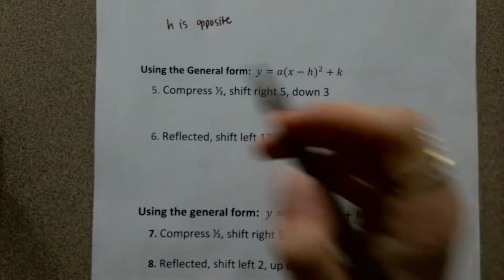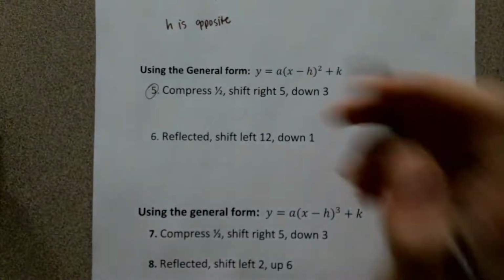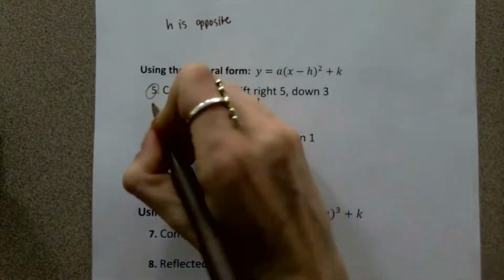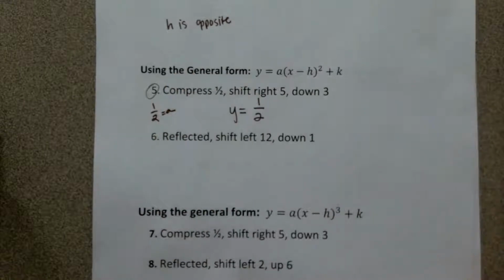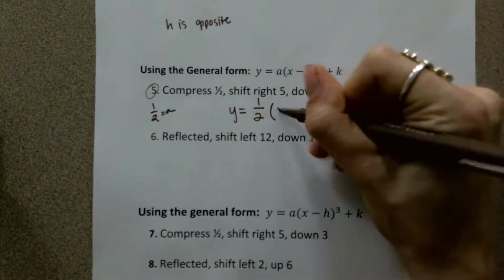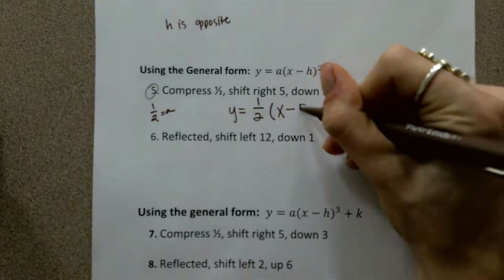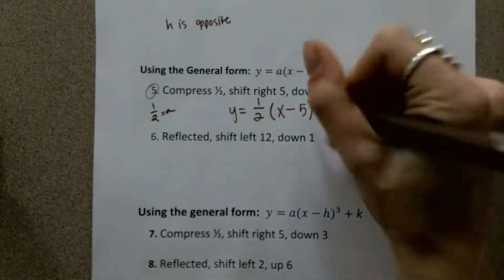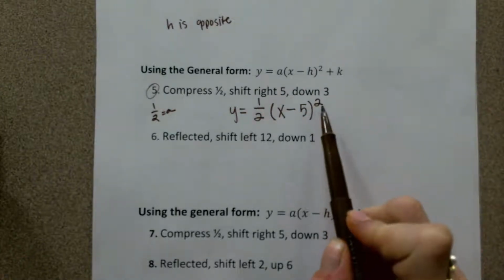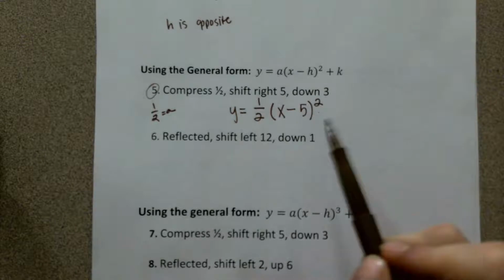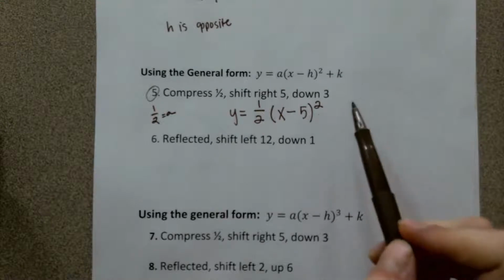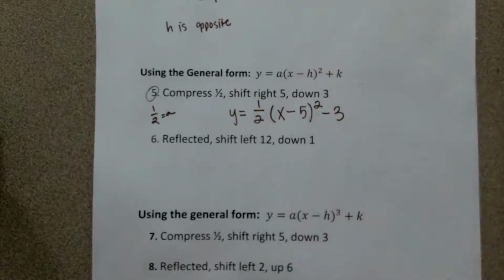Okay, so let's do number 5. We have y equals, it is compressed 1/2, so that 1/2 goes in front. 1/2 is our a. Then we have parentheses because we have a quadratic. X, it moves to the right 5, so opposite of moving to the right is subtraction. Squared. I think that this is the biggest thing that you guys are going to forget, is to write that squared with the quadratic. We have that little 2 up there, okay? So don't forget that. We can't forget our function. And we move down 3.